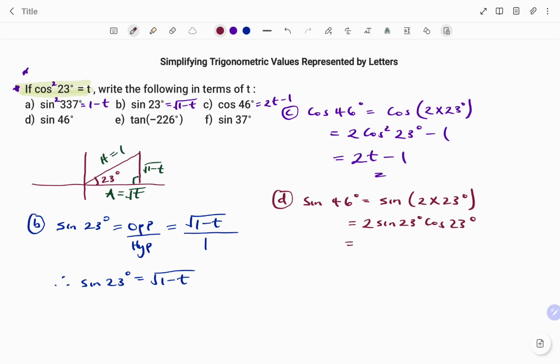And that's equal to 2. Note that sine 23 degrees equals root of 1 minus t. So I have 2 times square root of 1 minus t, close bracket, and then cos 23 degrees is root of t.